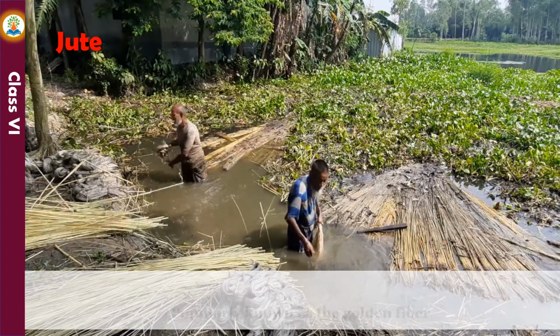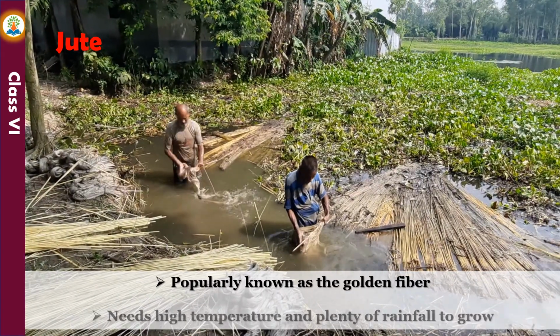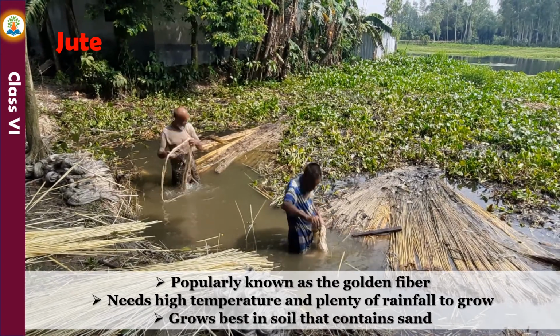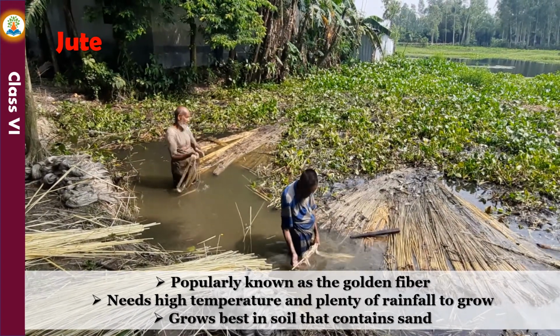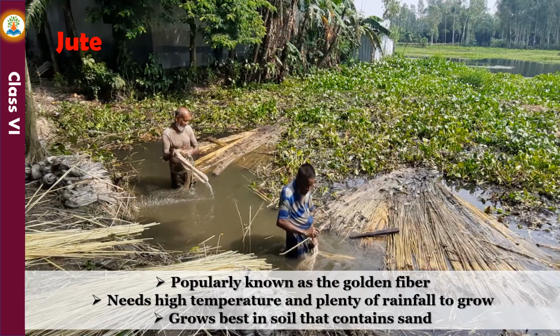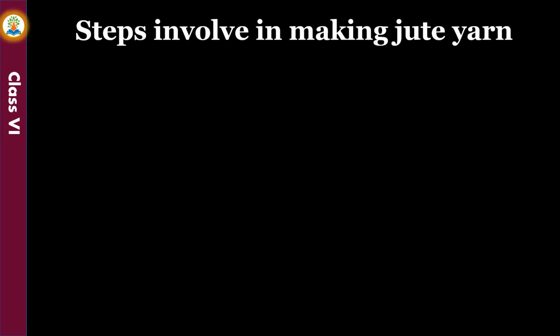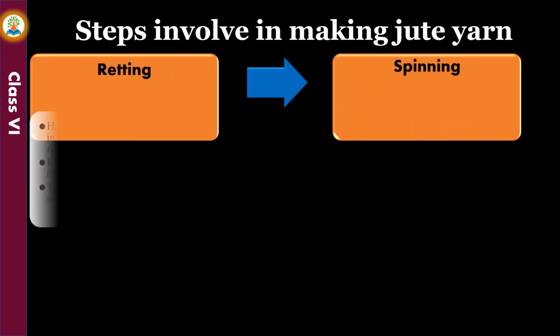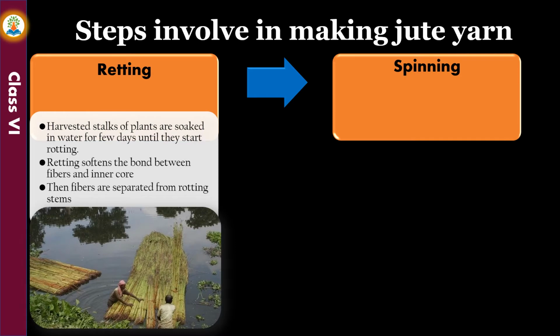Jute, popularly known as the golden fiber, needs high temperature and plenty of rainfall to grow. It grows best in soil that contains sand. Globally, India is the largest producer of jute products. Steps involved to make jute yarn are: In retting, harvested stalks of plants are soaked in water for a few days until they start rotting.